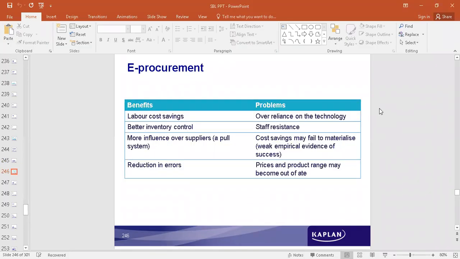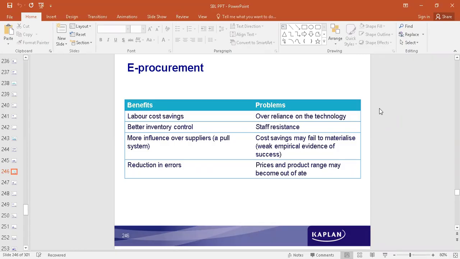What are the benefits of it? Benefits are labor cost savings. People need not be involved in approaching suppliers, placing an order, communicating with them, because all that is available there on the internet. The platform is providing all the details, so somebody exclusively devoting their time is not required. Then labor cost savings are there.